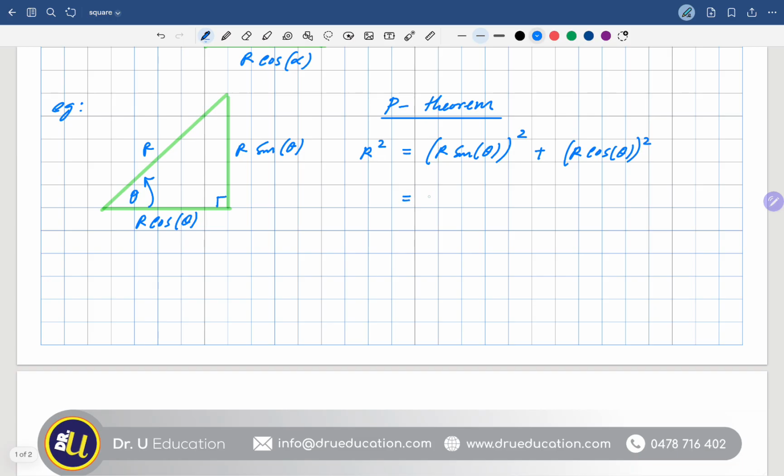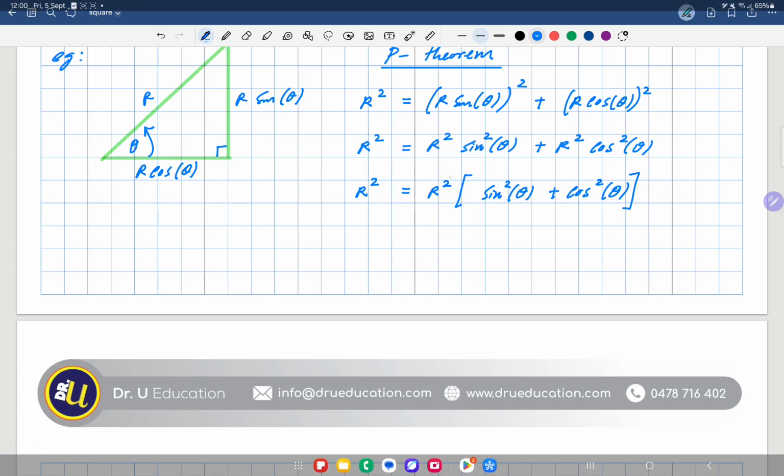Now we will simplify this a little bit. So it's going to be r squared sine squared theta plus r squared cos squared theta, and this is r squared. So now I'm going to factorize r squared. So it's going to be sine squared theta plus cos squared theta, and then you get r squared here.